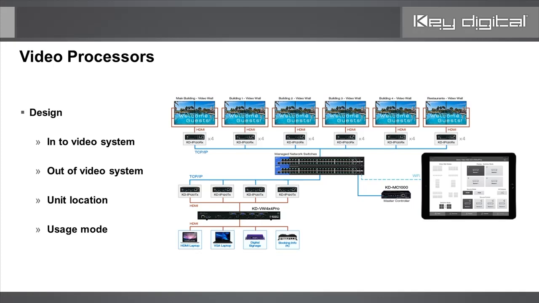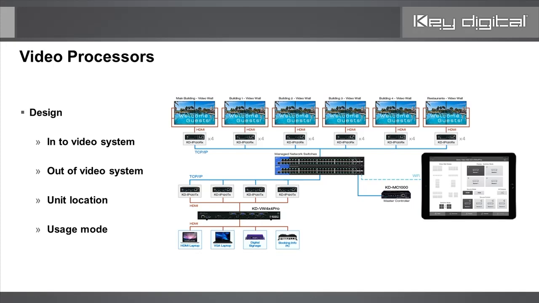Now, considerations when using video processors. Are you going to use a video processor into a video distribution system? We're certainly doing that in the design at right side of the screen here, where we have our 4 sources going into our VW 4x4 Pro video wall processor. And then the 4 outputs of that processor feed a video over IP system from KeyDigital.